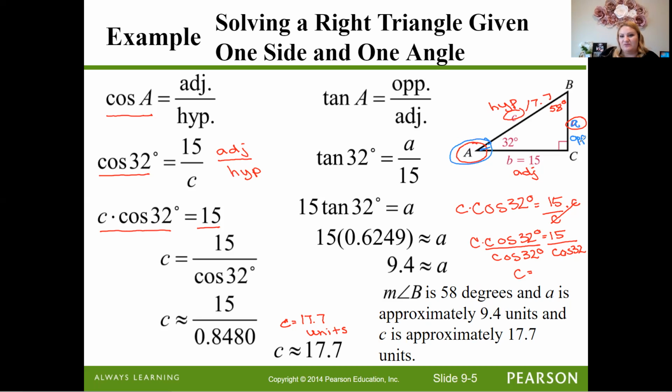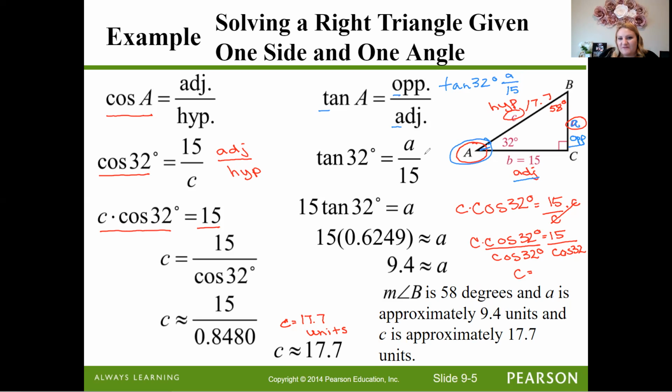So we want to look at these and say, okay, what tangent ratio can we use with opposite and adjacent? Well, if you remember SOHCAHTOA, the TOA is tangent. So we can use tan 32, and then we can use the opposite, which is A, over adjacent, which is 15.